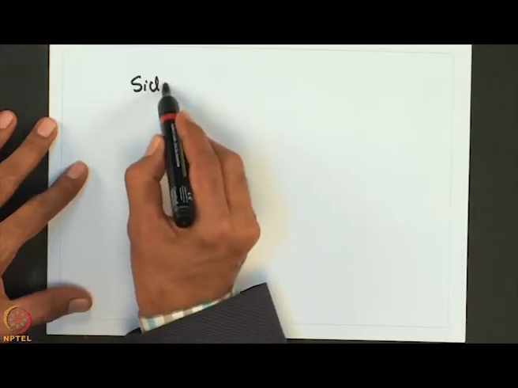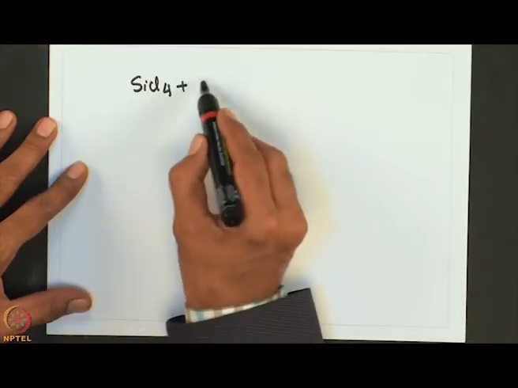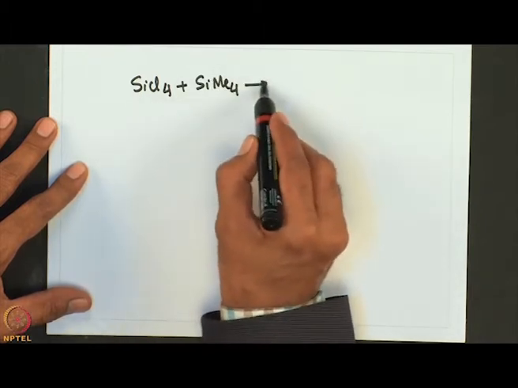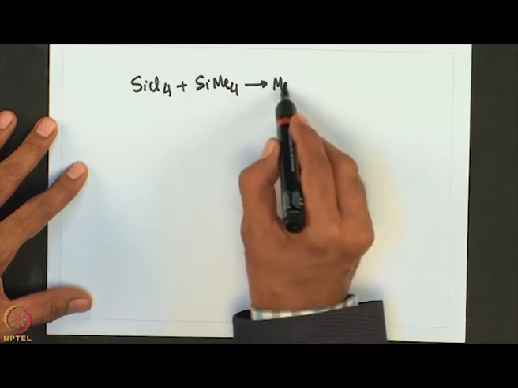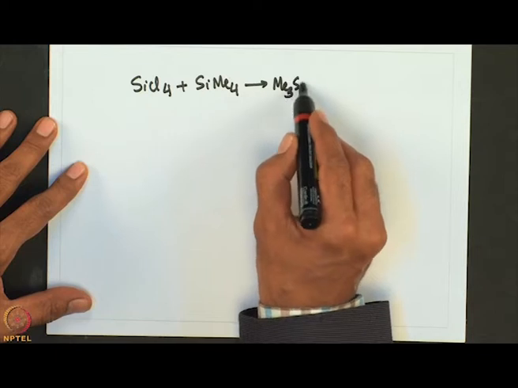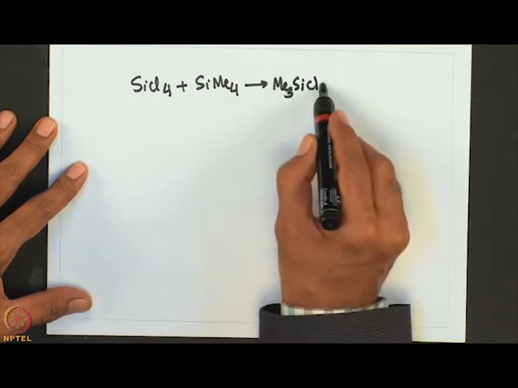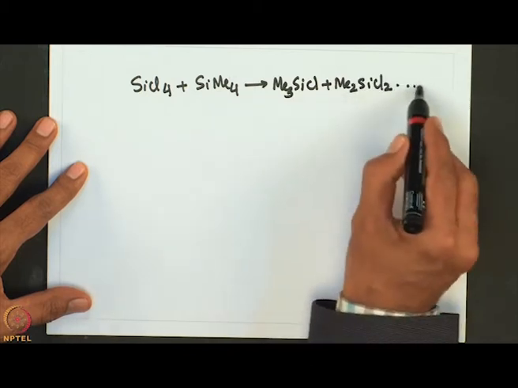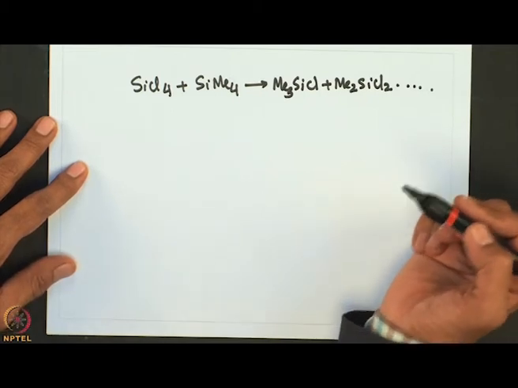This metathesis reaction involving the same central element is often referred to as a redistribution reaction. For example, SiCl4 when it is treated with tetramethylsilane, redistribution occurs to give a mixture of products such as Me3SiCl plus Me2SiCl2 etc. So, this is called a redistribution reaction.